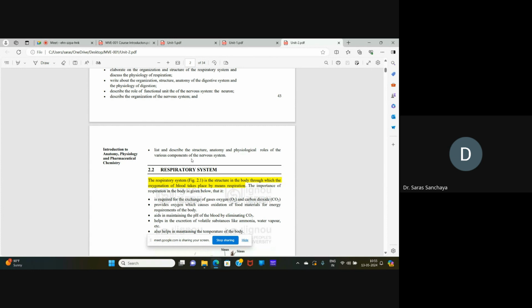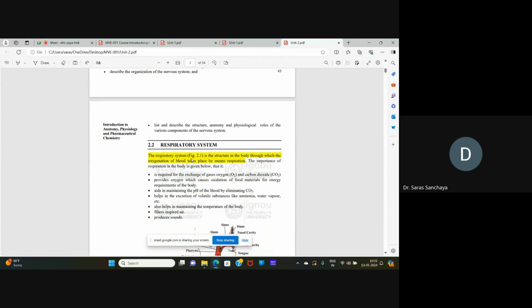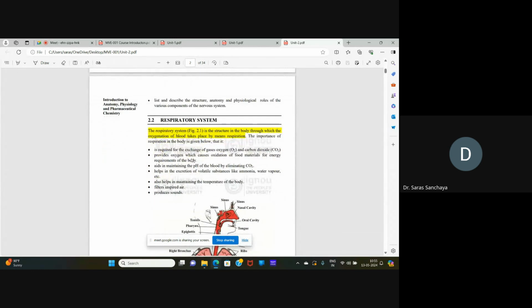Now, first we will start with the respiratory system. In the last unit, we studied the cardiac system, cardiovascular system, and skeletal system. We will start in this unit with the respiratory system. The respiratory system is the structure in the body through which the oxygenation of blood takes place by means of respiration.